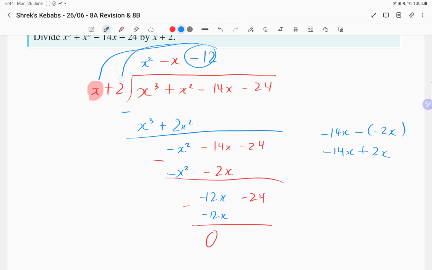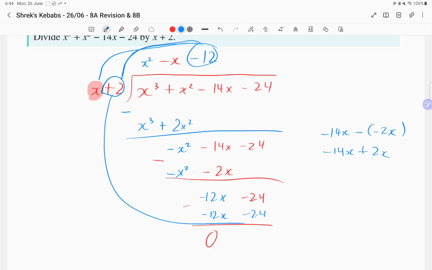Remember, you've got to times the next term. Am I finding out what times 2 equals negative? No. Once we've got this number, you times that with the 2 here to get the next one. So yes, it is negative 24.